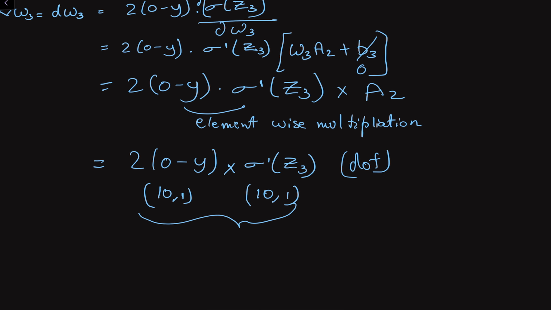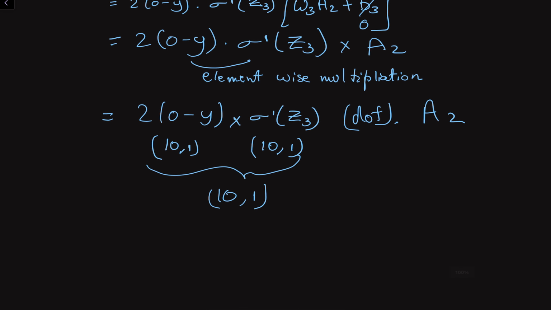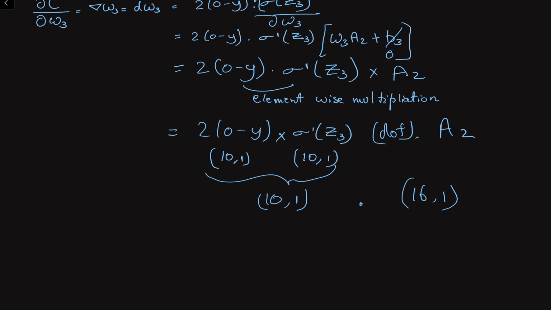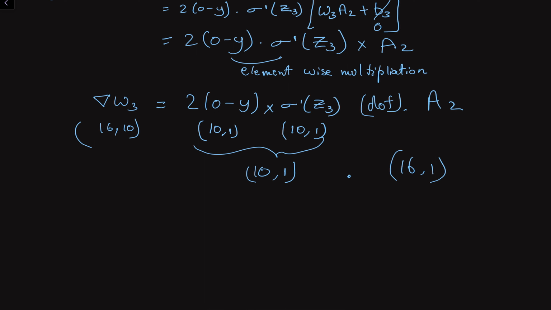Let's write dot. So we have to dot it with a2. They'll produce this element-wise multiplication, then we're going to do dot with that. So it's going to be 16,1. And we already know W3, we already know the shape of this. It will be the same shape as the weight of W3, which is nothing but 16,10. So we're just gonna take the transpose of this. Let's write this part. You see this?